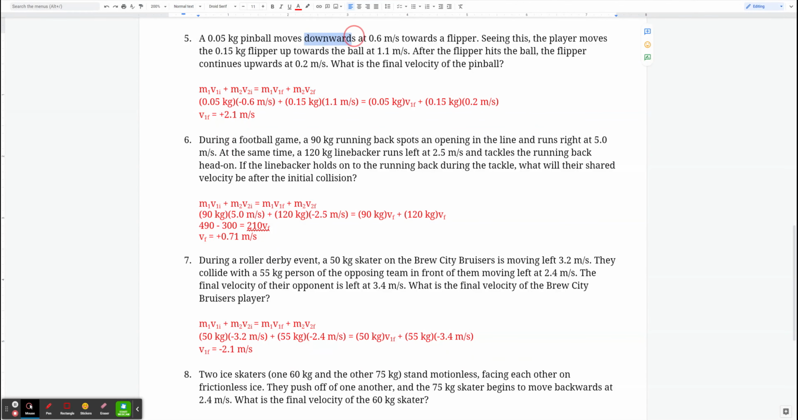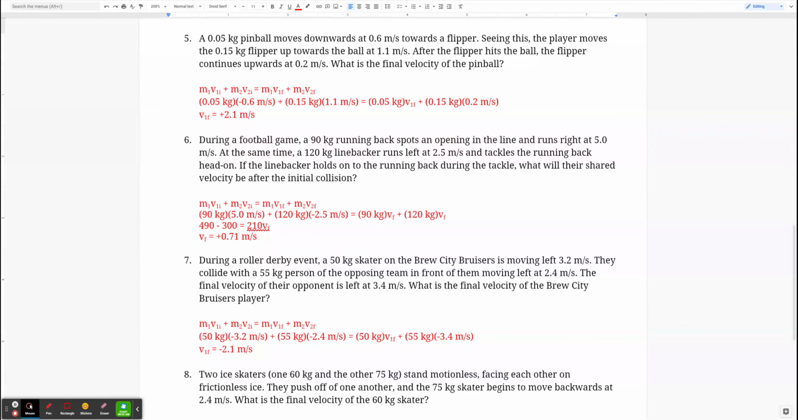It's moving downwards at 0.6 meters per second, so that's why we have negative 0.6 here. And then the player moves the 0.15 kilogram flipper, so there's 0.15 kilograms, and they're moving it upwards towards the ball at 1.1 meters per second, so that's why it's positive. And then at the end, we don't know the final velocity of the pinball, so that's why it stays a variable, but we do know the final velocity of the flipper. It moves upwards at 0.2 meters per second, so that's why it's positive 0.2 here at the end.